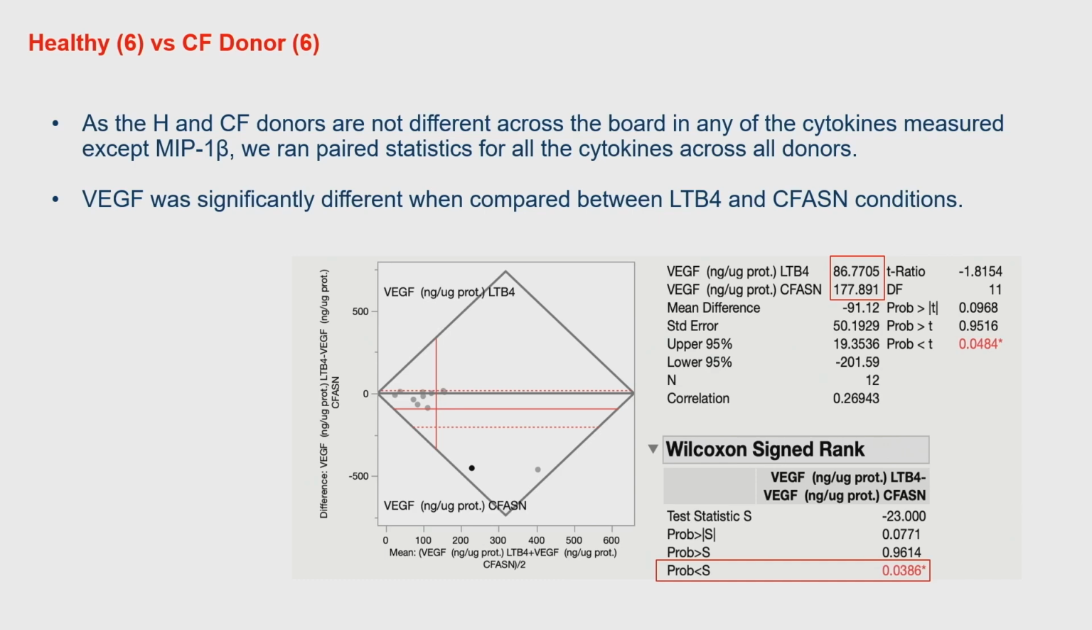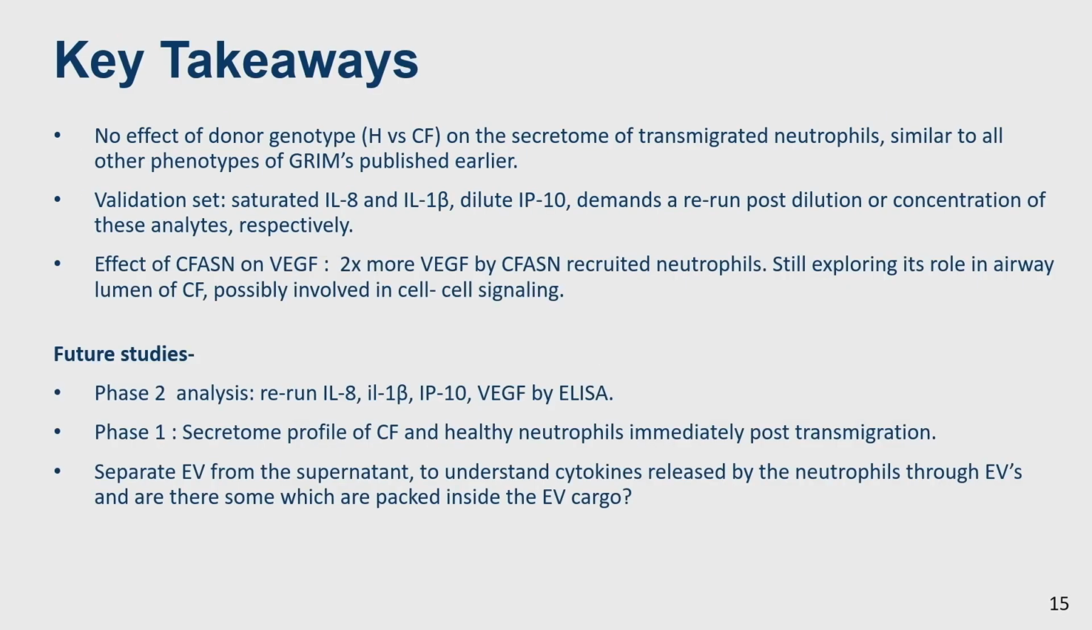Now, VEGF is an angiogenesis factor, and we know from some of our previous analyses done in different studies from the lab that there is probably some role of VEGF in the airway lumen, possibly in myeloid to myeloid signaling, or cell-cell signaling. So this leads us to a very interesting stage where we need to explore this further.